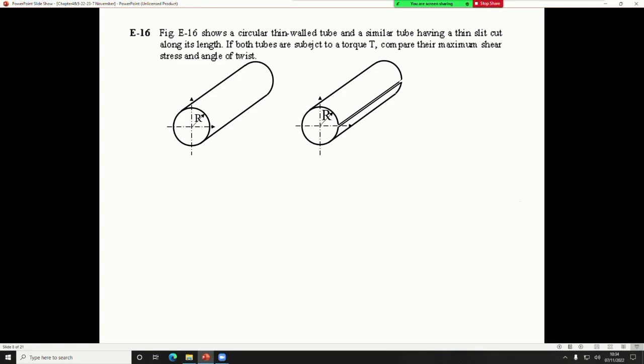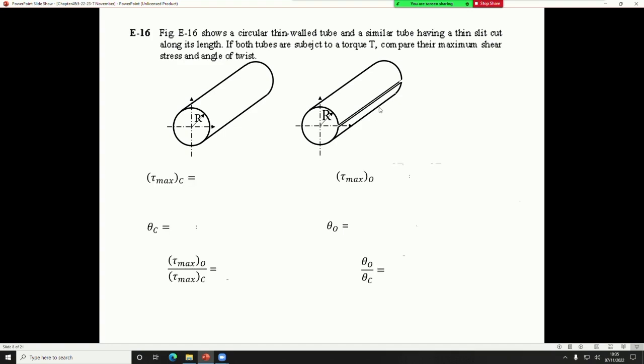So we're going to compare the strength and the stiffness of these two. We're going to compare the maximum shear stress if they are both subject to the same torque. We're going to compare the angle of twist of the two when they are subject to the same torque. Assuming these two are identical, made of the same material, everything about them is the same, except this one has a cut and the other one doesn't have it.